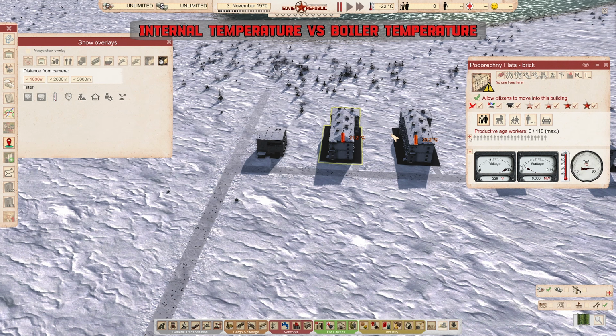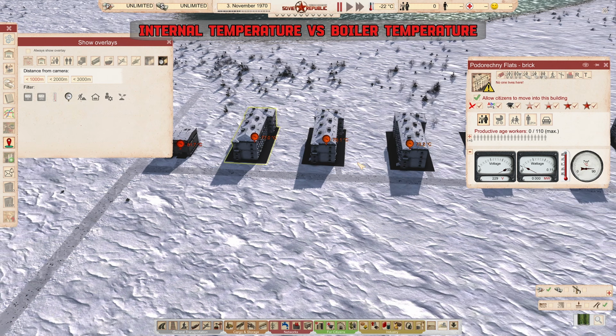For example, running the boiler during summertime when outside it's above 24 degrees will not affect the building temperature at all. That's why, from my point of view, you should not focus on the boiler temperature when trying to fix your building issues, but rather focus on the internal building temperature.